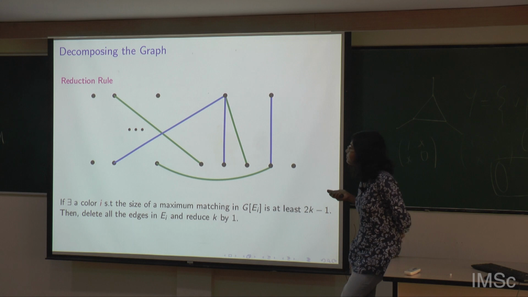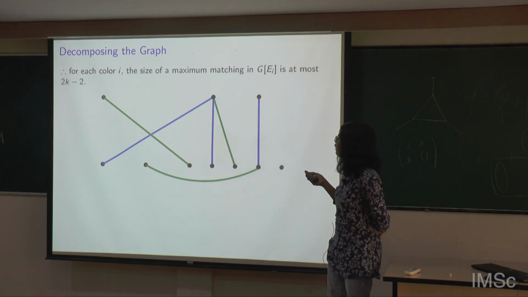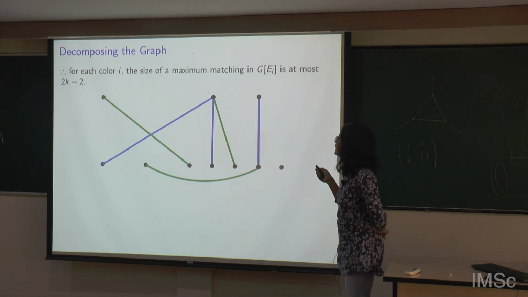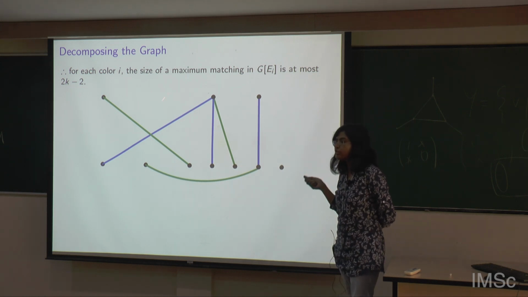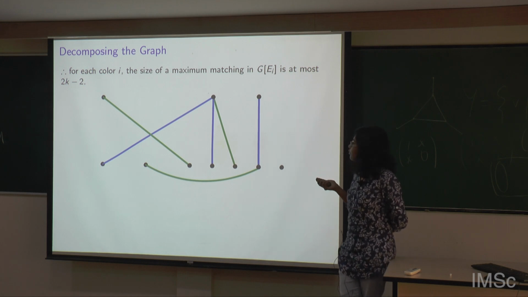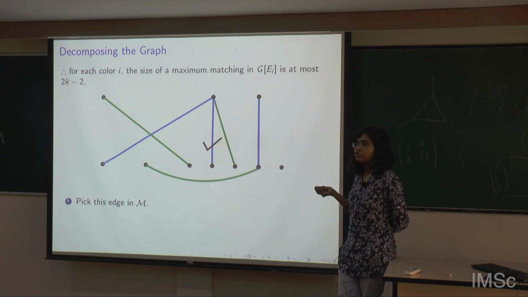Okay, so after we have done with the reduction, for every color the maximum matching size is upper bounded by 2k minus 2, because if I had a maximum matching of size 2k minus 1, I would have deleted those edges, right? So now what we do is we try to greedily create a solution, and we'll see why this is useful. So this will lead us to a new reduction, a decomposition of the graph. So we try to greedily pick up a solution. So we just pick an edge and put this into the solution M.